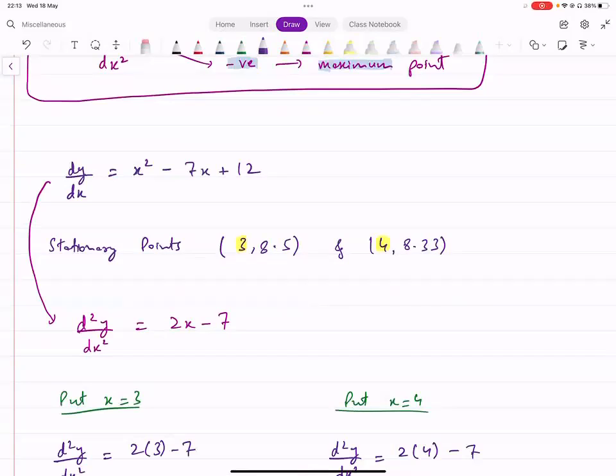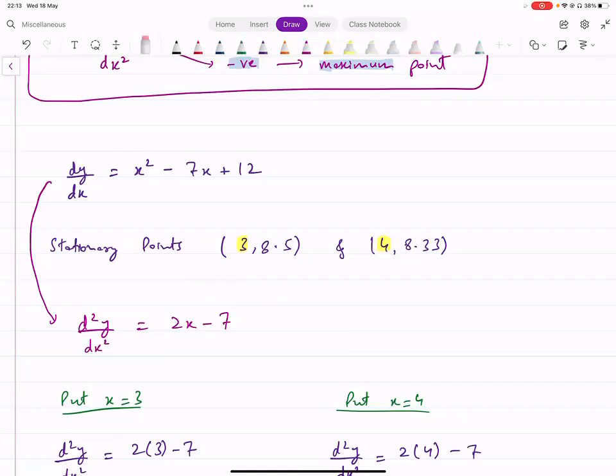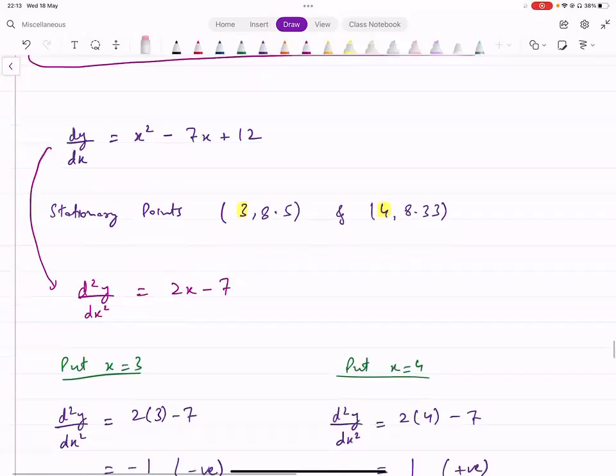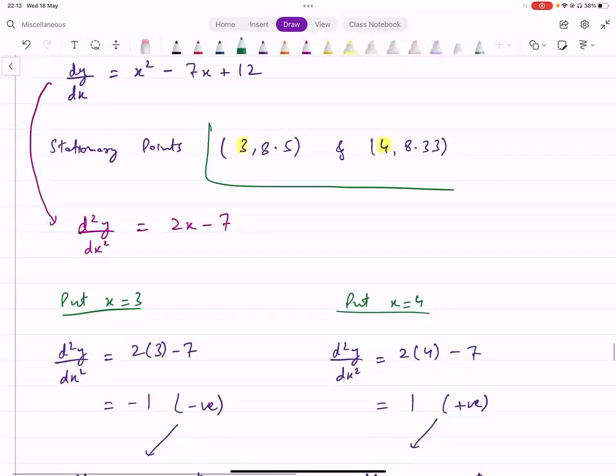d 2y over dx squared, this is the notation that we have. क्या आ गया, 2x minus 7. So we have 2x minus 7, that's the second derivative. Now it's in terms of x, we can't know for now कि ये positive है या negative है. आप क्या करेंगे, जो stationary points आपने निकाले थे, आपने ये 2 stationary points निकाले थे, that you can see here.